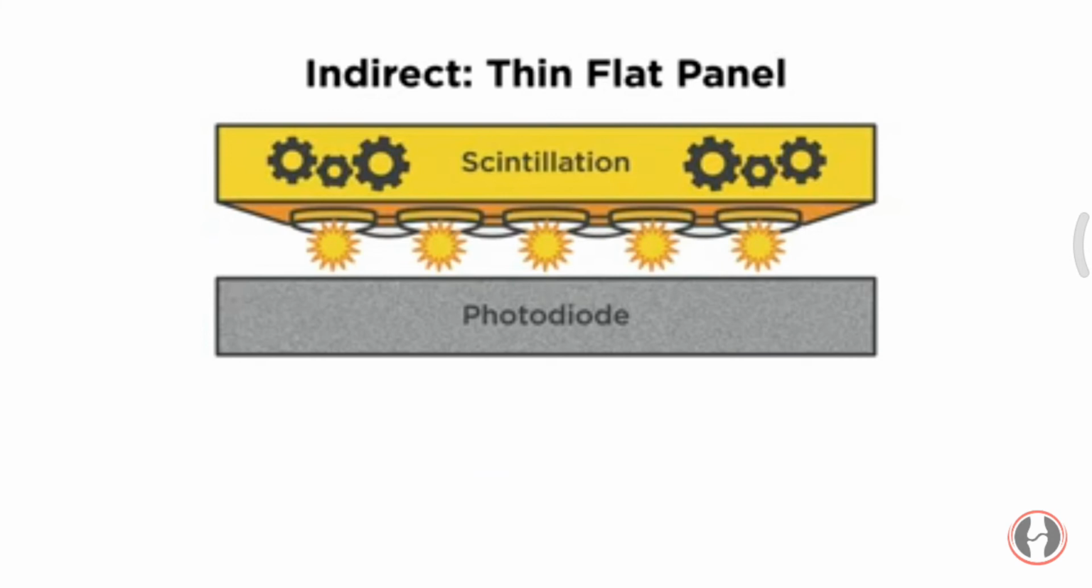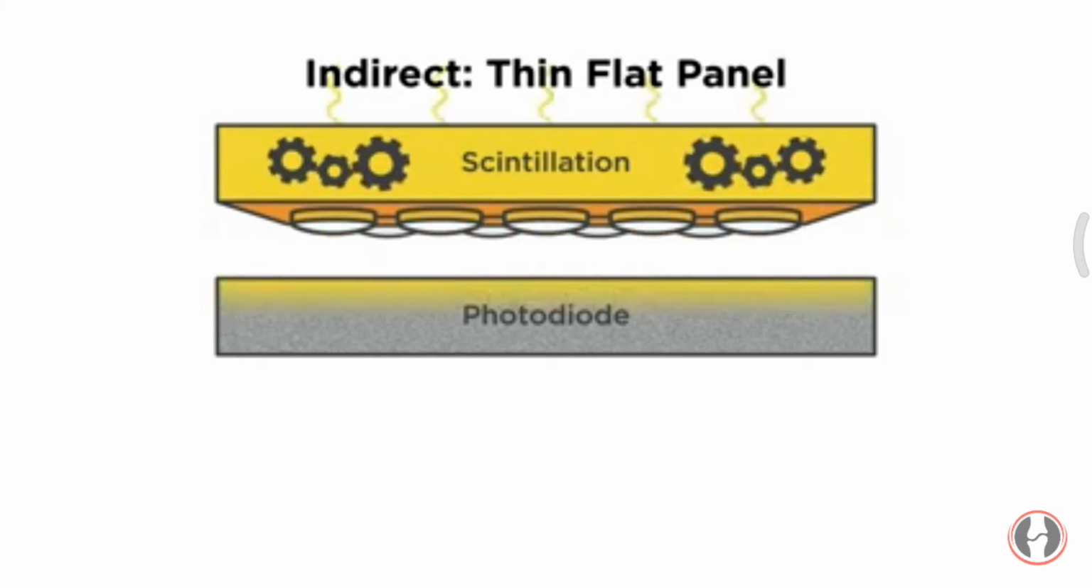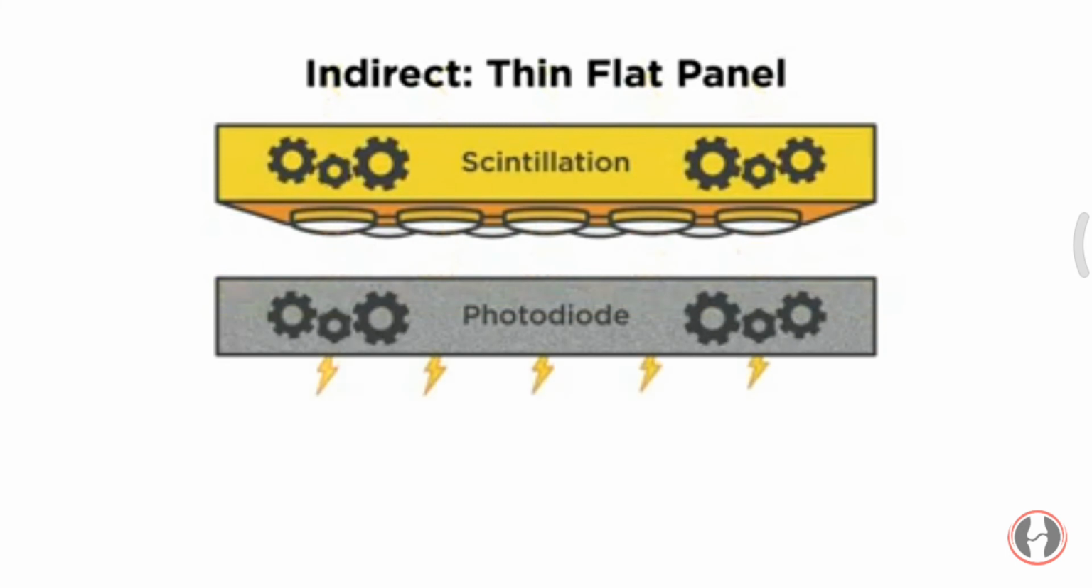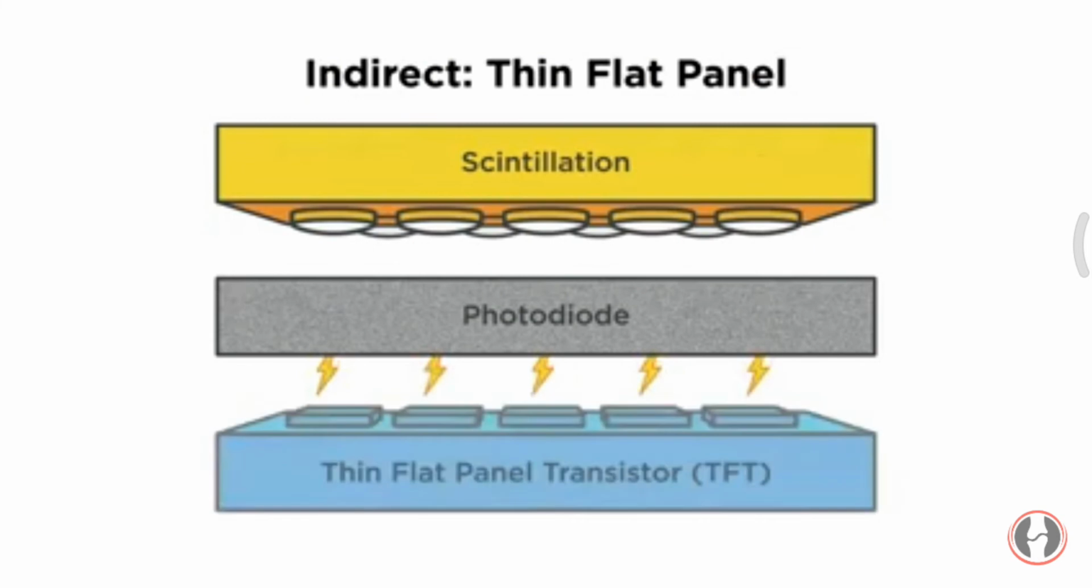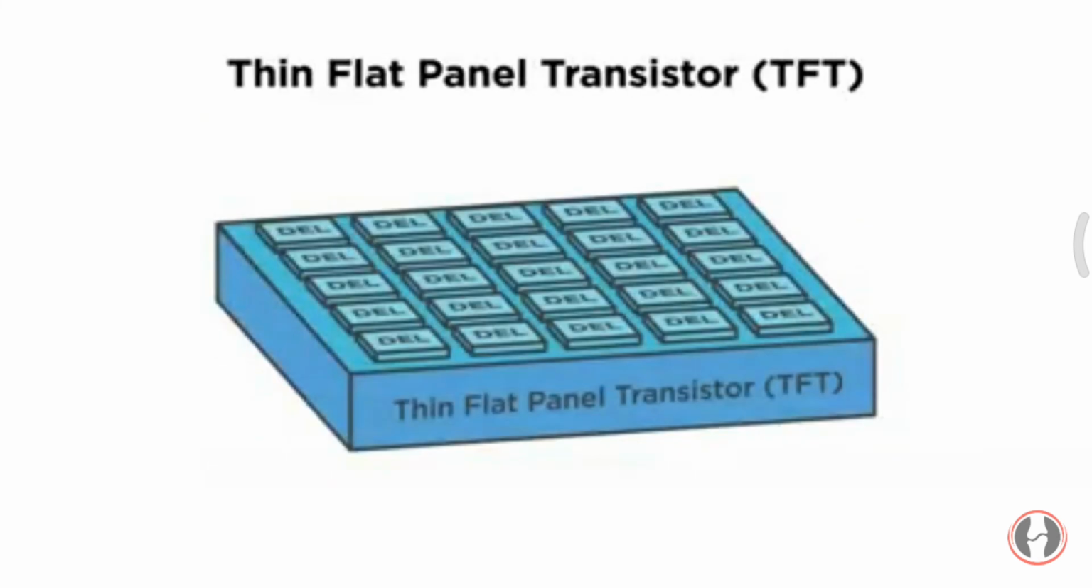The photodiode layer is comprised of a semiconducting material known as amorphous silicon. The photodiode layer works by converting the incoming light photons from the scintillation layer into electric charge. The electric signal or electrons produced by the photodiode layer are then transferred to the thin film transistor or TFT layer. The TFT layer is comprised of an array or matrix of very small detector elements, or DELs for short.